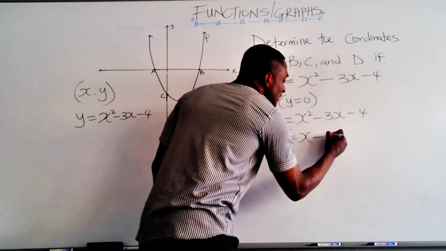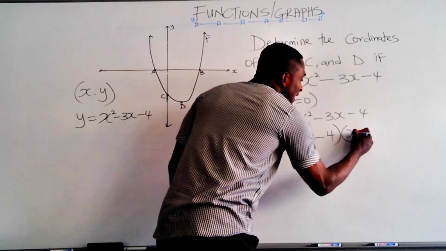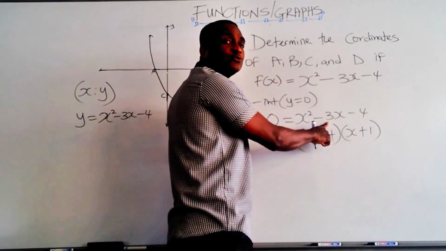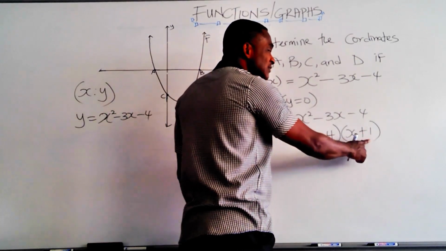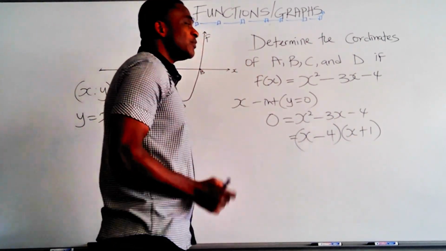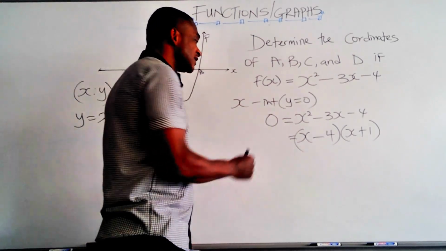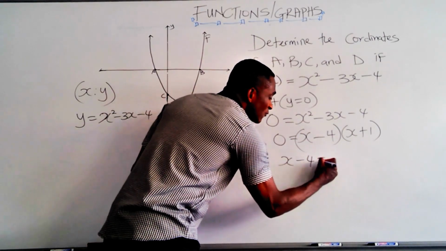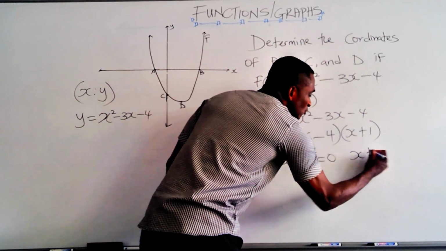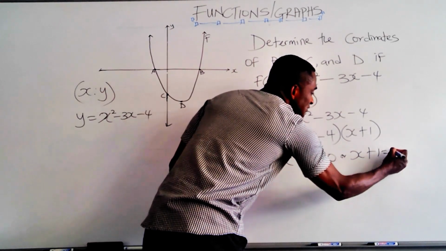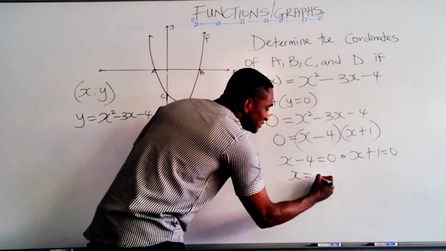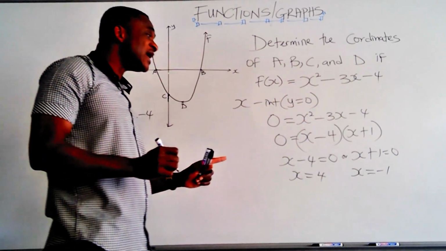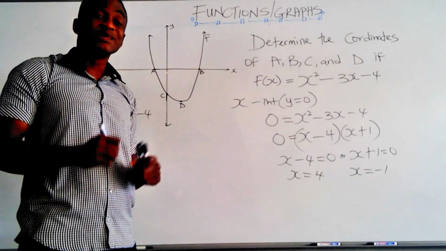So if we have x minus 4 and x plus 1, minus 4 plus 1 gives me minus 3. Addition works. Minus 4 times 1 gives me minus 4. Multiplication works. So these are the two factors. If I equate each of them to 0, I'll have x minus 4 equals 0, or x plus 1 equals 0. So here x will be 4, and here x will be equal to negative 1.